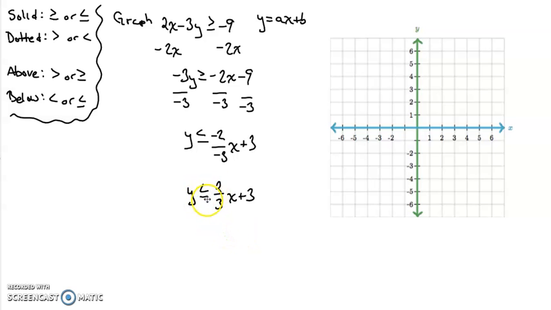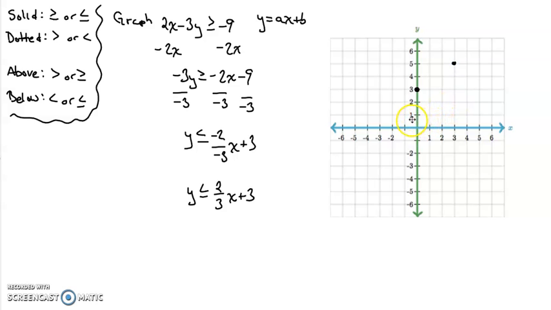If this were an equal sign, we would start at the 3, right? Start at our b value, and then rise 2 and run 3 to the right. We're going to do the same thing now. So we start on the y-axis, we find the 3 and put a dot there. From this point, we'll rise 2 and run 3 to the right.